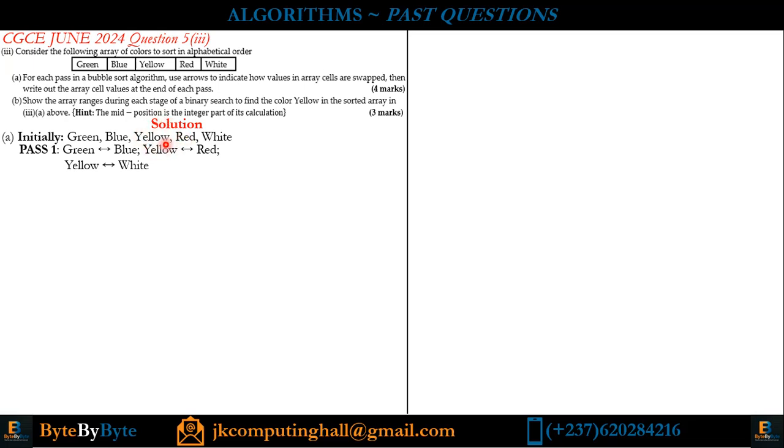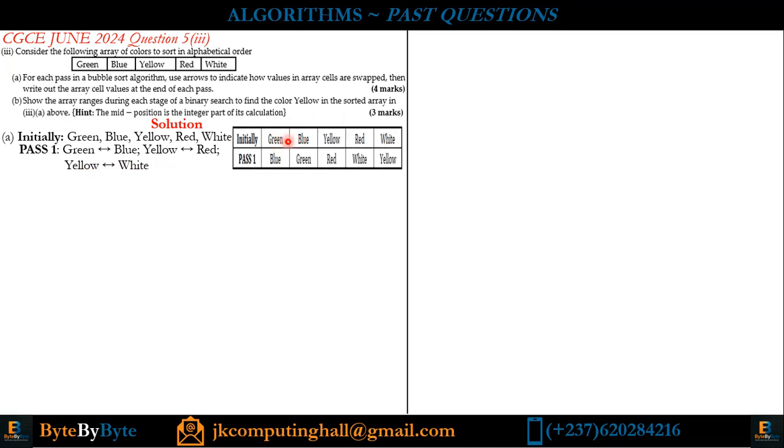When you compare Y and R, you see that you are going to swap, so that red comes before yellow. So red will enter this position and yellow will be at this position. And when you compare yellow and white, you see that W comes before Y, so W and Y are going to be swapped. So for pass one, these are the different values that are going to be swapped, and from there, this is what we are going to have.